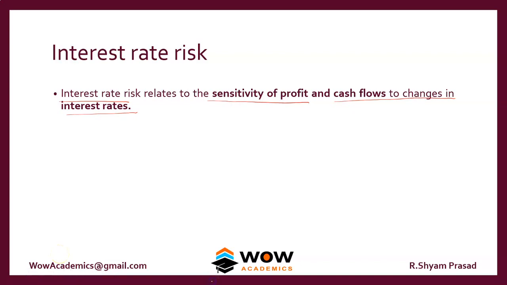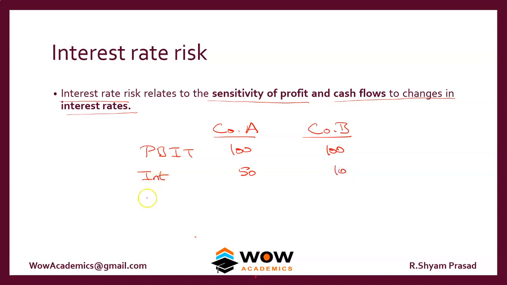We'll take an example of two companies, company A and company B. We'll take profit before interest and tax as 100 for this company, and again 100 for this company. The interest is 50 for this company, and only 10 for this company. So the profit before tax would be 50 for this and 90 for this company.